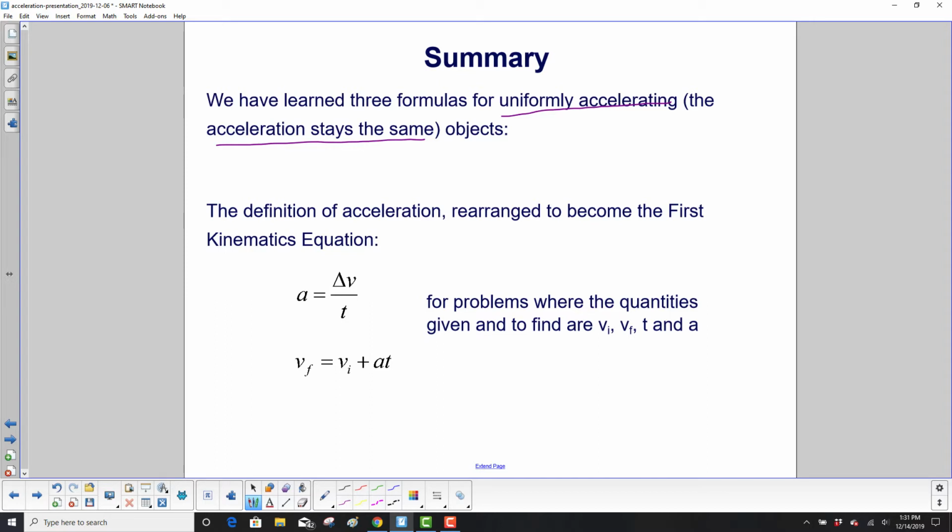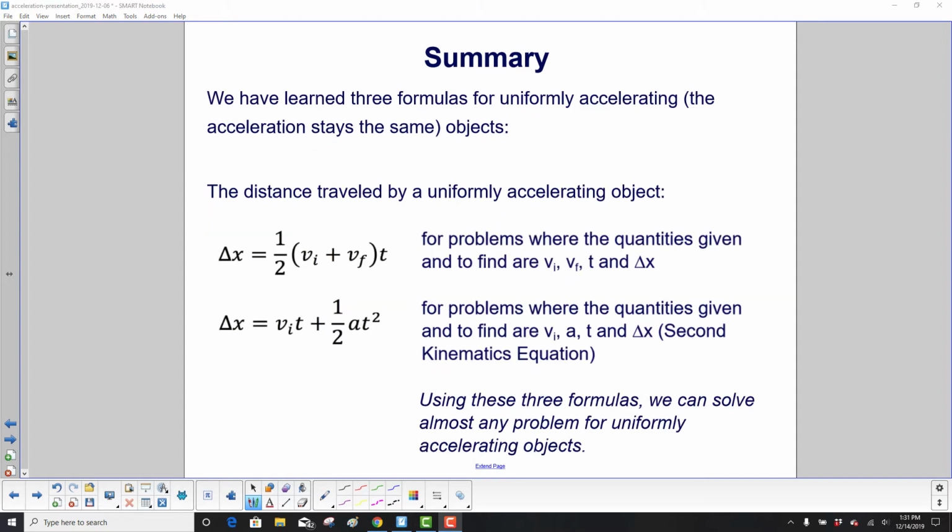We rearrange the definition of acceleration to become the first kinematics equation. So here's acceleration. Here is the first kinematics equation. Next, we found the distance traveled by a uniformly accelerating object. And here's our equation. The displacement is 1/2 the sum of the initial and final velocities times t. And that's when these are your givens and also the variable you need to find.